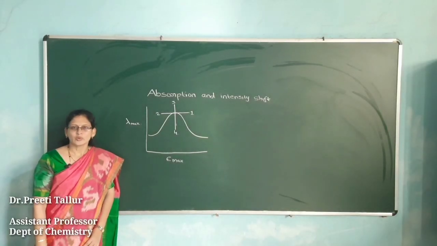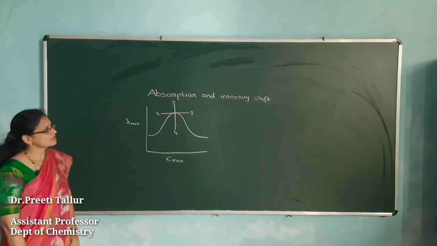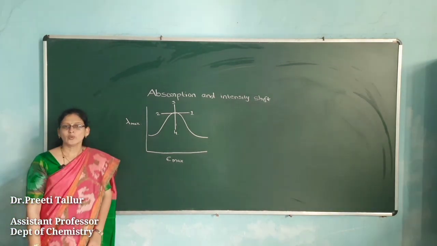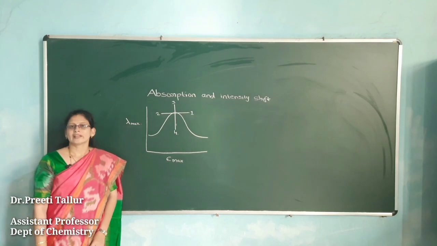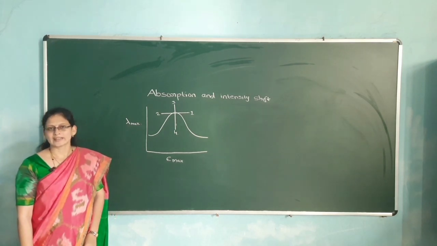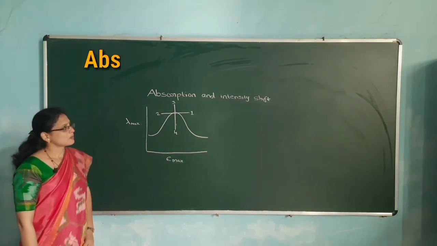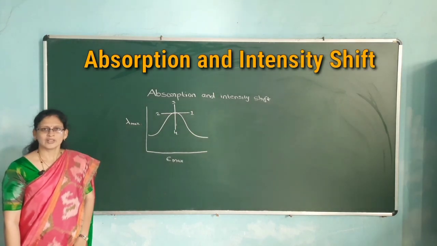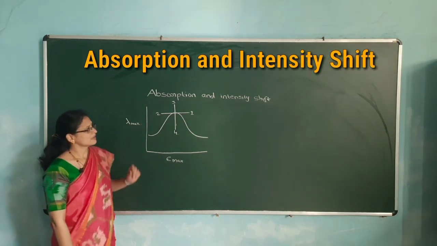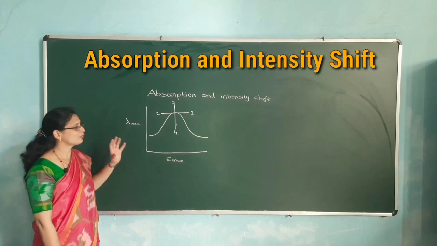Hi everyone, today I am going to talk about absorption and intensity shift and the Woodward-Fieser rule for calculating the lambda max of conjugated dienes. First we will start with absorption and intensity shift. Here the absorption and intensity shift is divided into 4 parts.